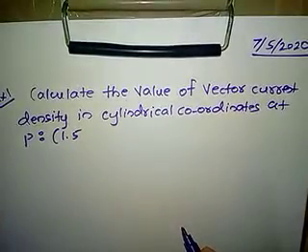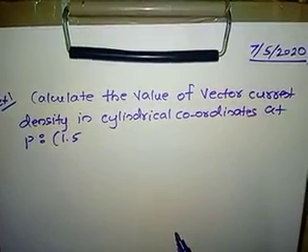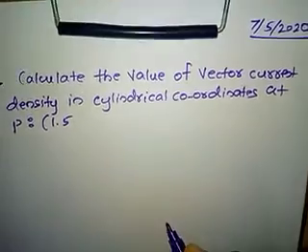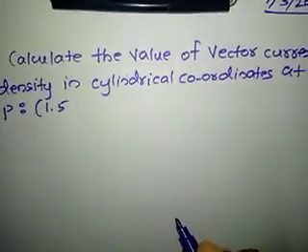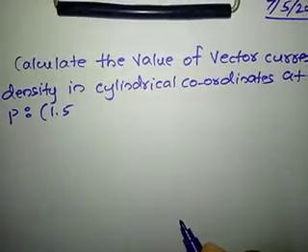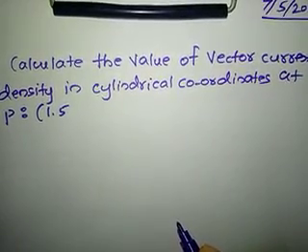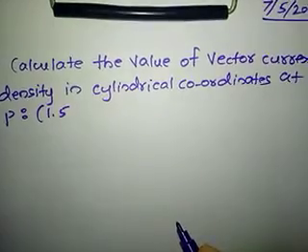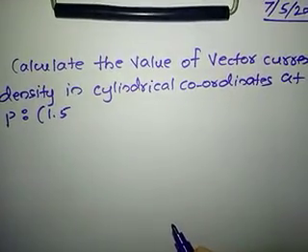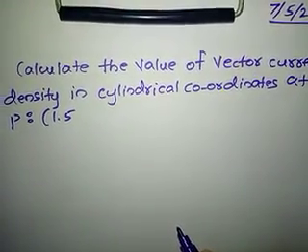Morning students. In the last class we solved a few examples on the point form of Ampere circuital law, that is del cross H is equal to J, curl H is equal to current density, that is del cross H is equal to J. In continuation with that, let us solve one more example.